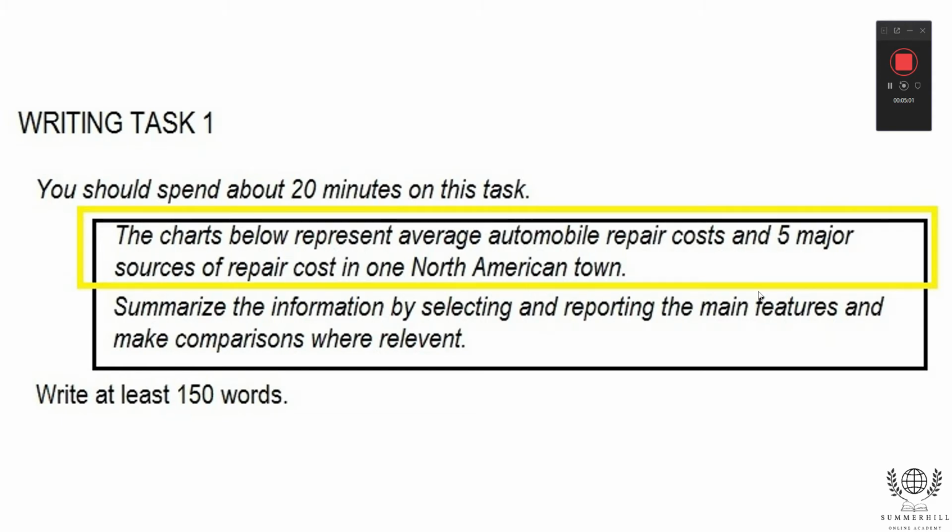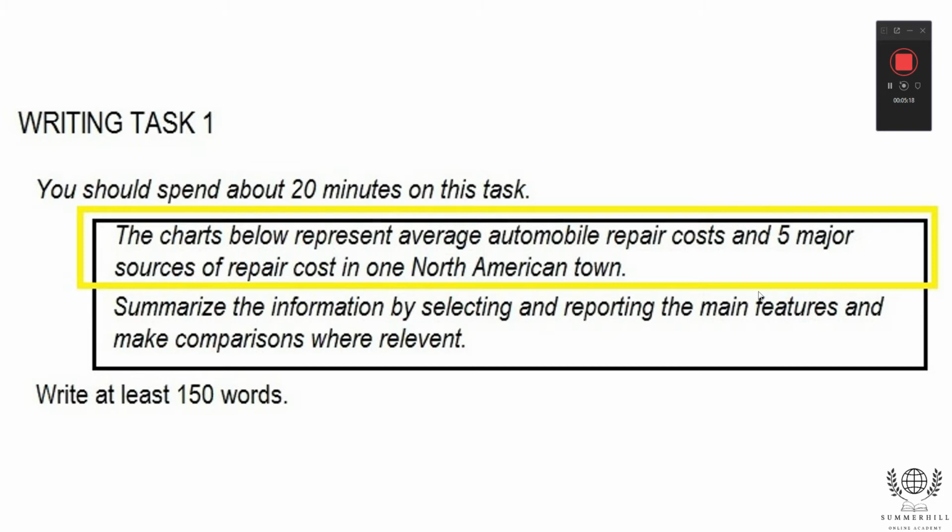This is the only sentence in the writing task 1 question that changes. Everything like summarize the information by selecting and reporting the main features and make comparisons where relevant. This will stay the same in all writing tasks 1. Okay, what will change is only the sentence.